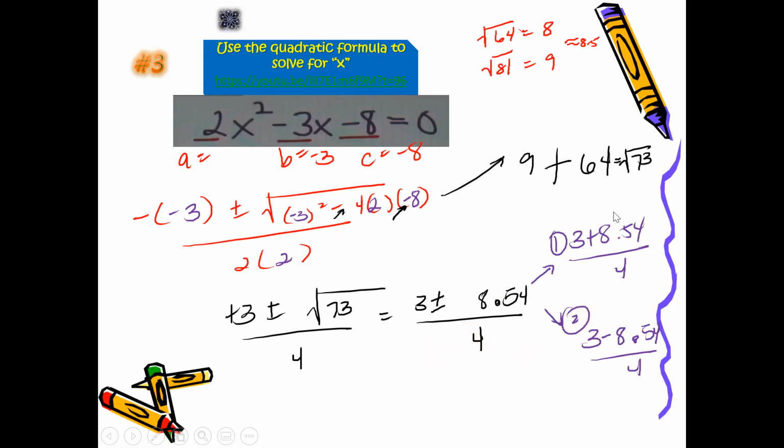Now you want to split the two different equations. So you have 3 plus 8.5 divided by 4, and then 3 minus 8.5 divided by 4. And those are your two answers.